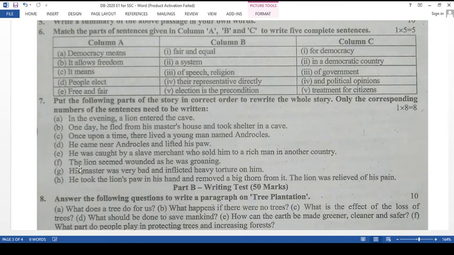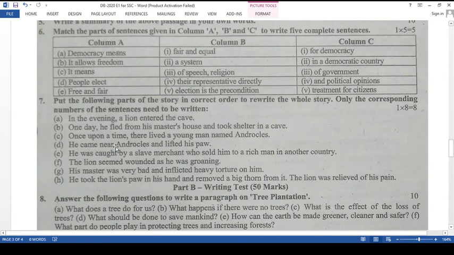That means once there was a young man, Androcles. The story is about Androcles and a lion. So I believe you can easily rewrite the whole story because you know this story in Bangla. So as you know this story in Bangla, it will be very easy for you. Once upon a time there lived a young man named Androcles. Then what happened? He was caught by a slave merchant who sold him to a rich man in another country.